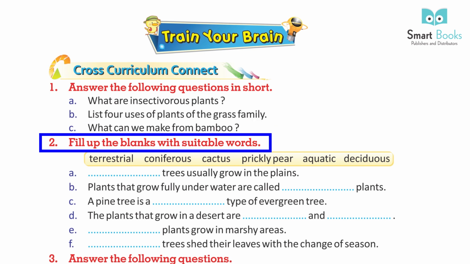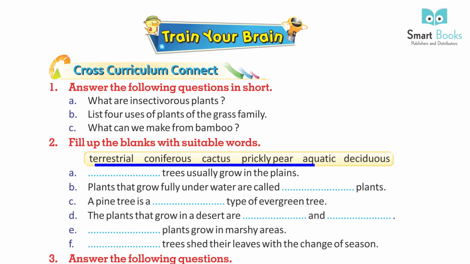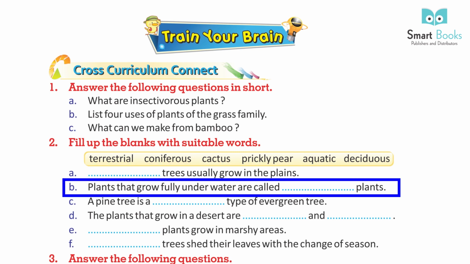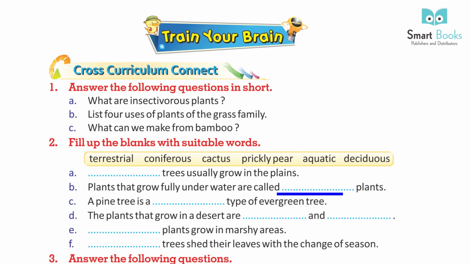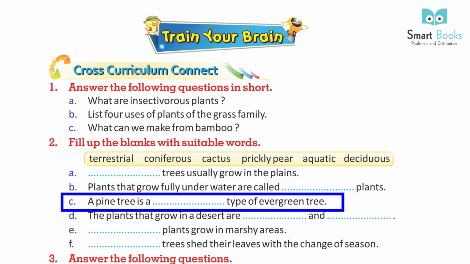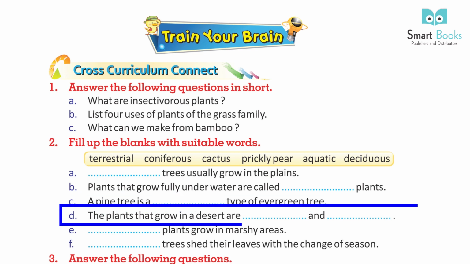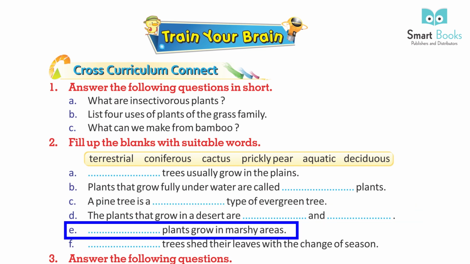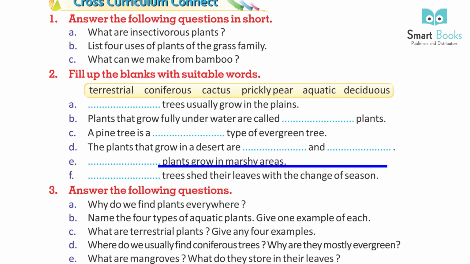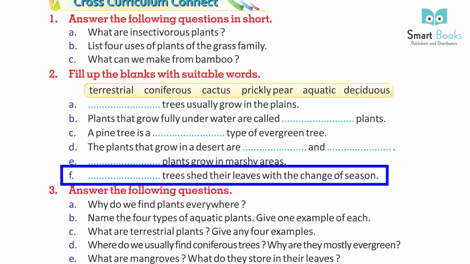2. Fill up the blanks with suitable words. A. Dash trees usually grow in the plains. B. Plants that grow fully underwater are called dash plants. C. A pine tree is a dash type of evergreen tree. D. The plants that grow in a desert are dash and dash. E. Dash plants grow in marshy areas. F. Dash trees shed their leaves with the change of season.